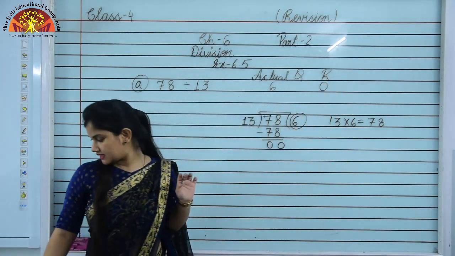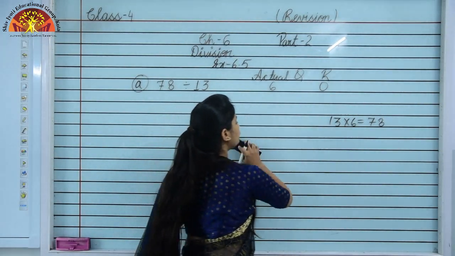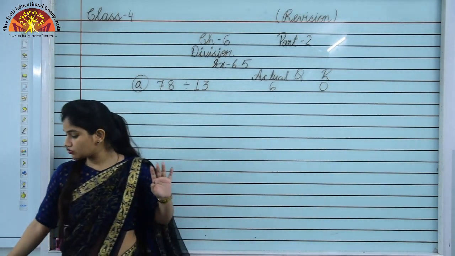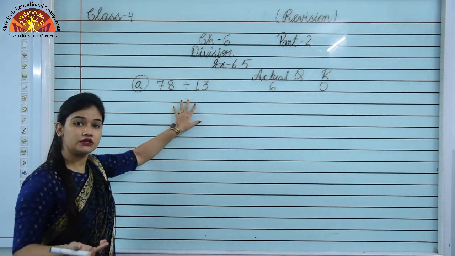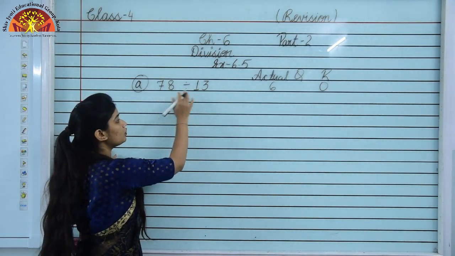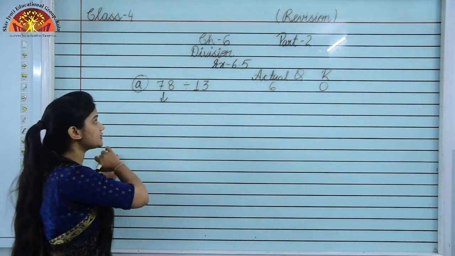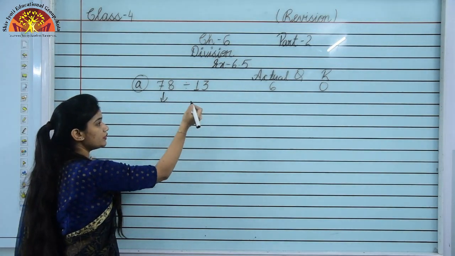So now we will see estimated quotient. So first of all, to find the estimated quotient, we have to round off these numbers to the nearest 10. And why we are doing to the nearest 10? Because this is given in the question. We have to round off these numbers to the nearest 10. So first we'll round off this number 78. So students, as I have told you, we are doing nearest 10.